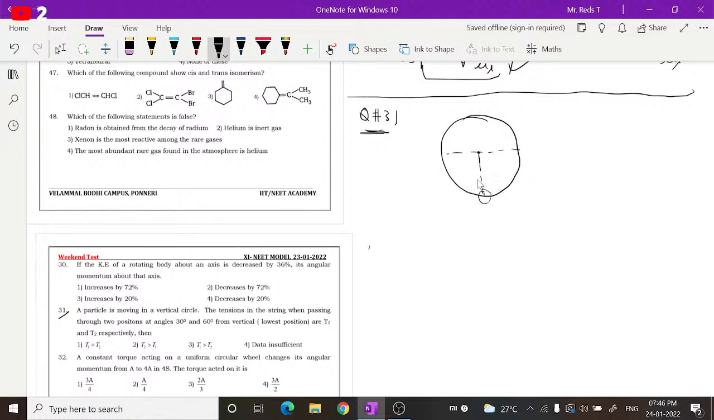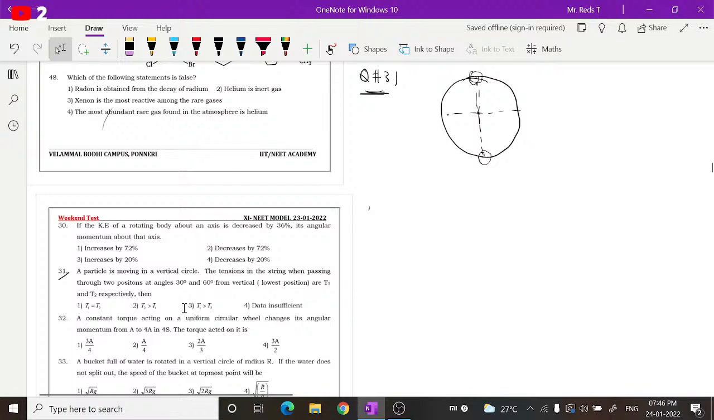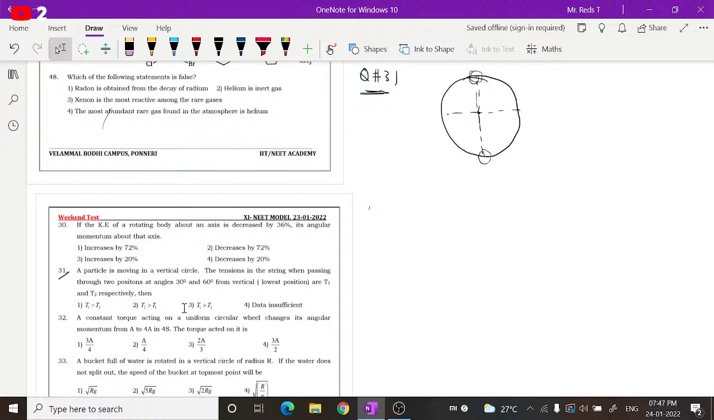Okay. Lowest position, horizontal position, and topmost point. Now in this case, the question is: the tensions in the string when passing through these positions of angles 30 and 60, if they are T1 and T2, which is the correct option?